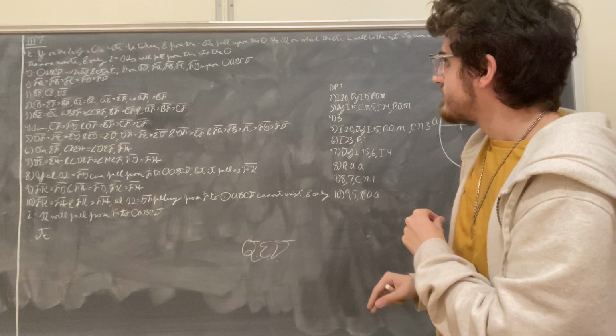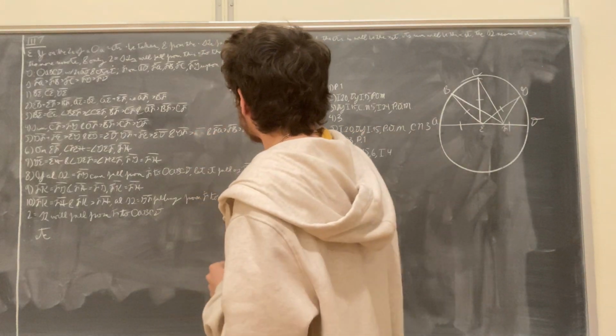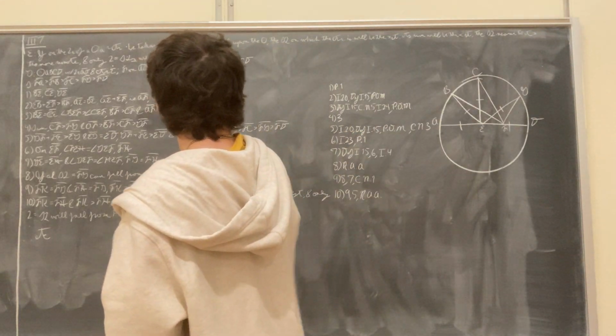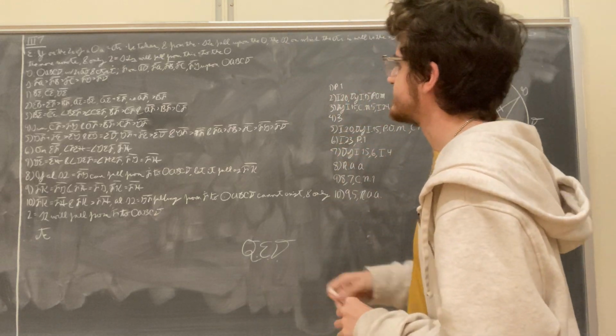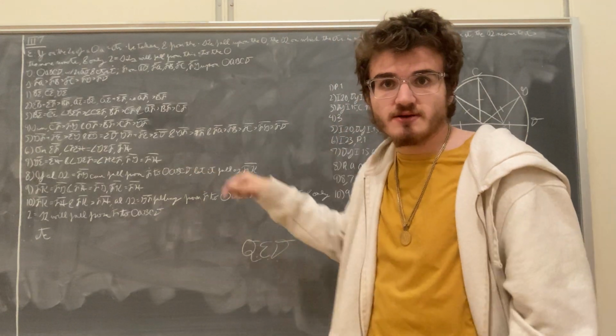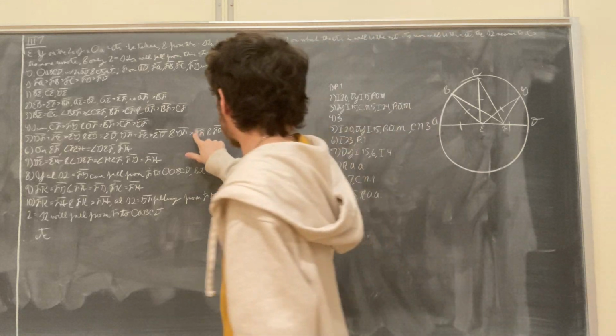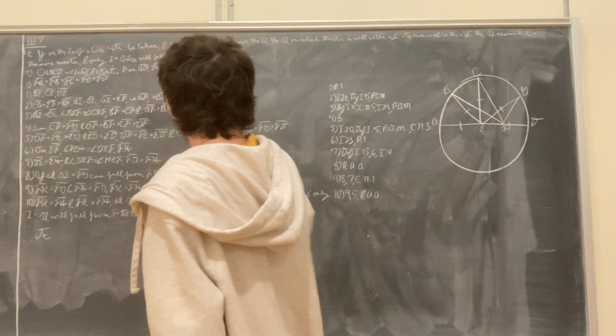Oh, excuse me, I wrote that down wrong. DF, like that. My bad. So we can say by common notion 3 that GF is greater than DF. Really bad D. Like that.